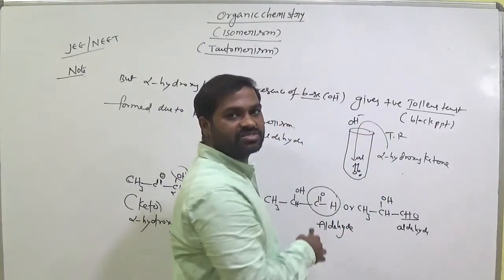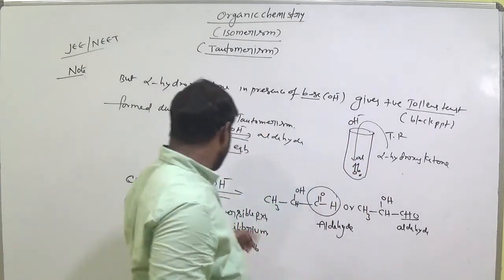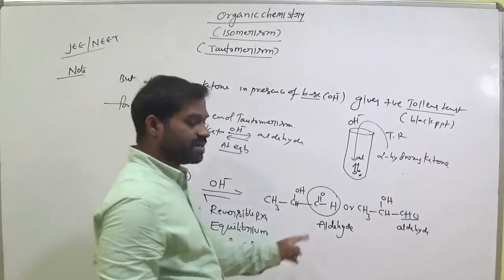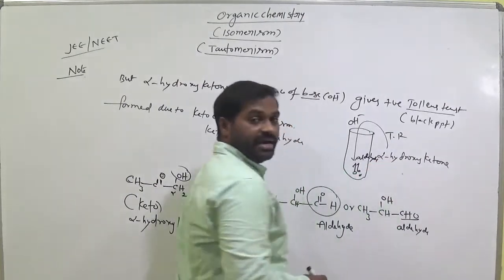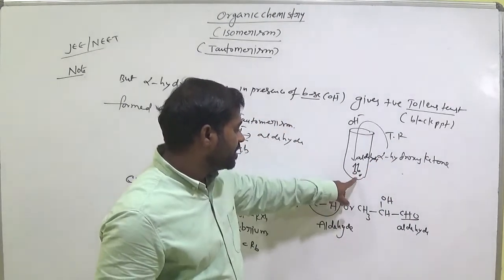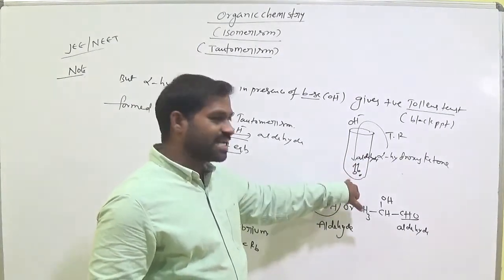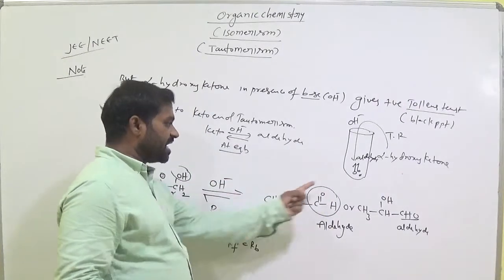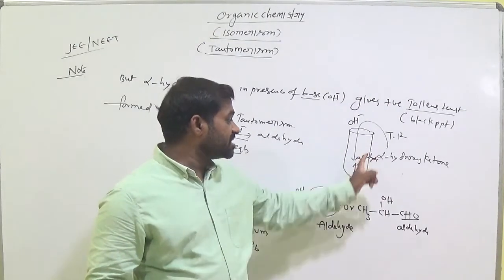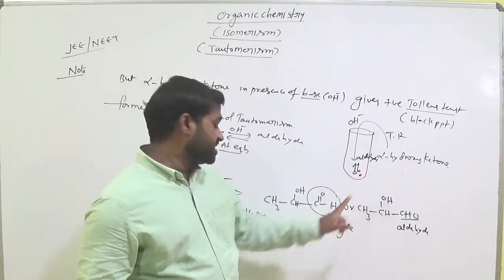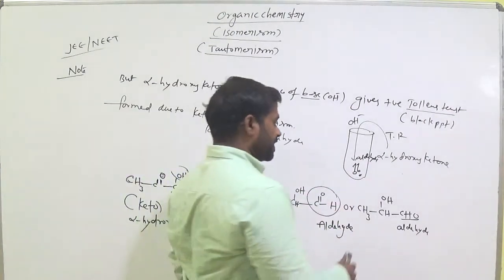Am I right? In presence of base. Add 1 or 2 drops of base also. What happened? Alpha hydroxy ketone in presence of base becomes aldehyde. Both are at equilibrium or not? Keto compound, alpha hydroxy ketone, and aldehyde, immediately converted to aldehyde in the test tube. Now in this test tube, ketone is there and also aldehyde is there. When we add Tollens reagent, what happened? The Tollens reagent interacts with the aldehyde, which is converted from the ketone, and it forms black precipitate.